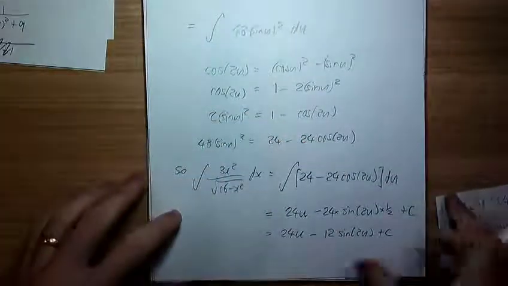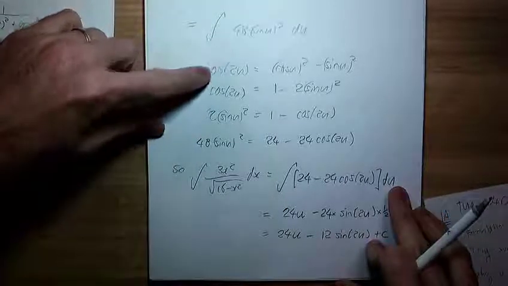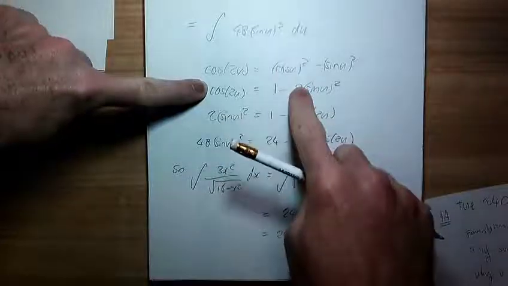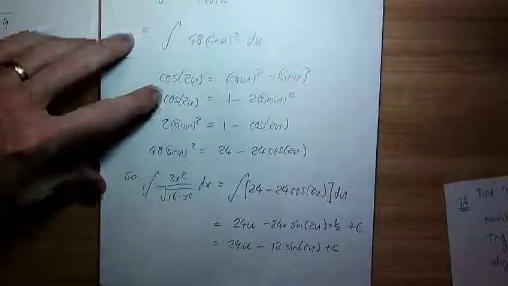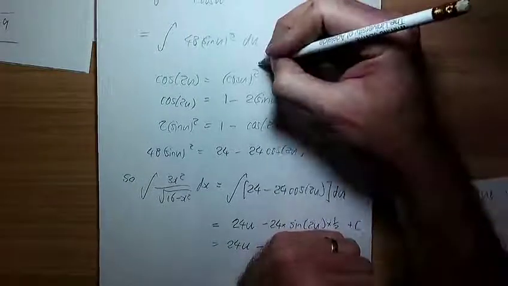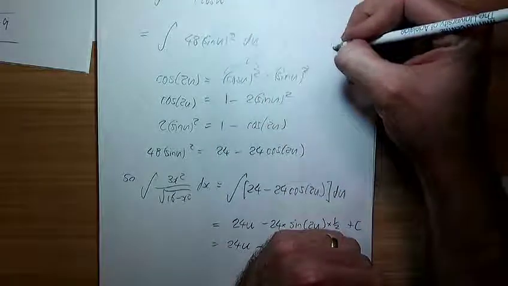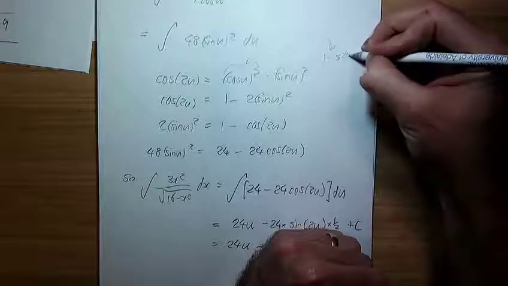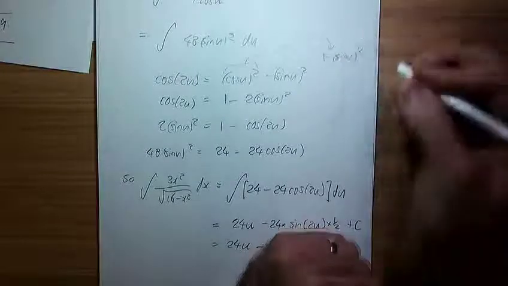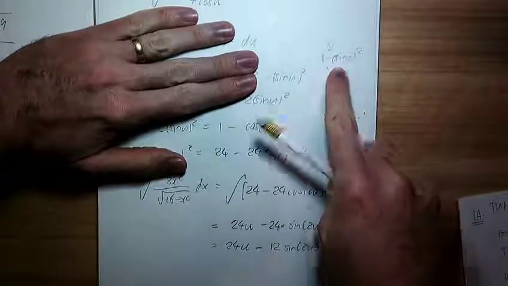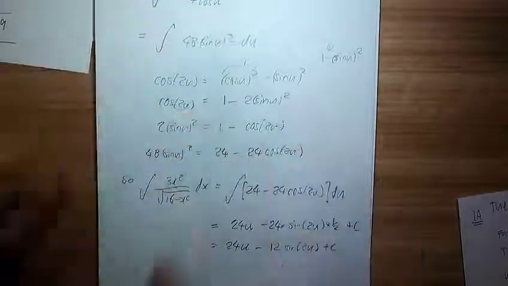Yeah? Before you switch, on the third line of the page, how did you get from cos u squared take sine u squared to 1 take 2 sine u squared? This one? Yeah. What I did was I noticed that this thing here was 1 minus sine u squared. And I subbed that in. And so I end up with 1 minus sine u squared minus another sine u squared, which just gives me that.